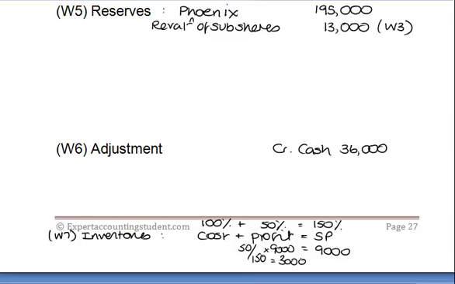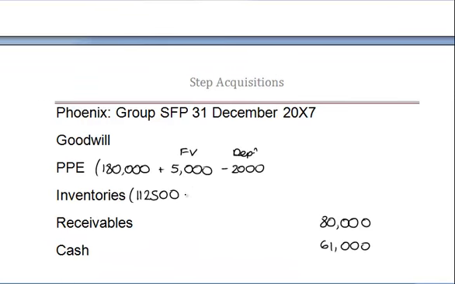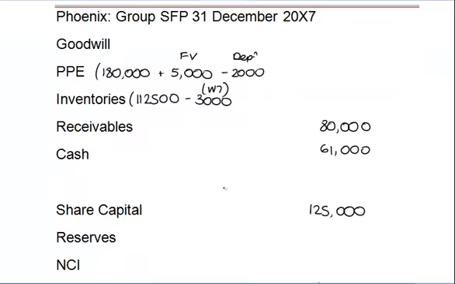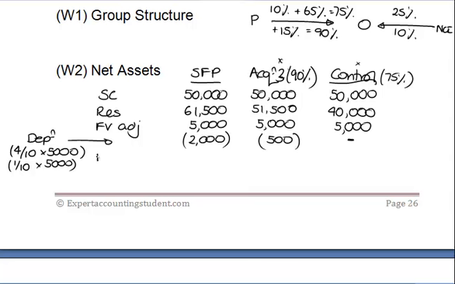So I'm going to credit inventories. So let's go up to our statement of financial position and take 3 million away. That's come from working number 7. Which company has made the profit? Acqn sold the goods to Phoenix. Acqn is our subsidiary. So here, inventories from working number 7, I'm going to reduce the group figure by 3 million.